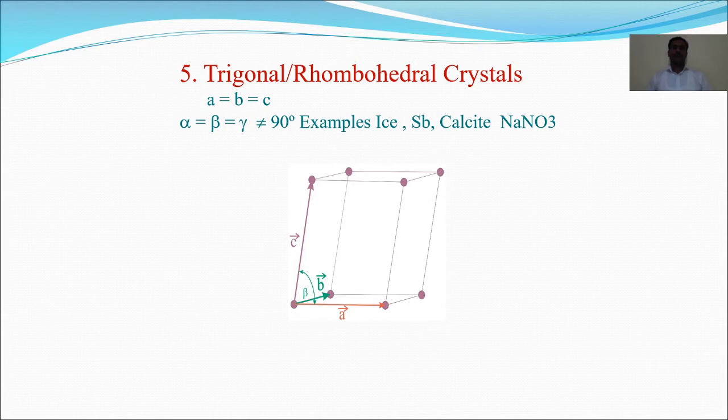Fifth crystal system is rhombohedral or trigonal. In this system, a is equal to b is equal to c, but alpha is equal to beta is equal to gamma, not equal to 90 degree. The examples are ice, calcite, sodium nitrate.